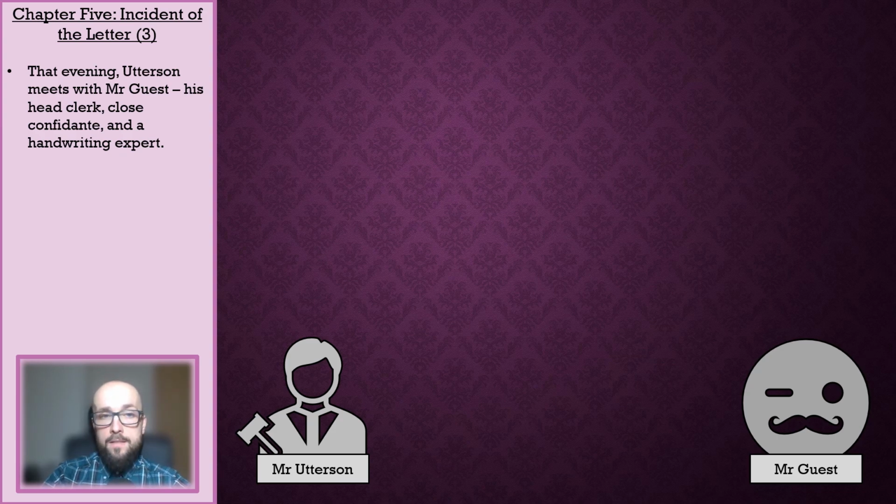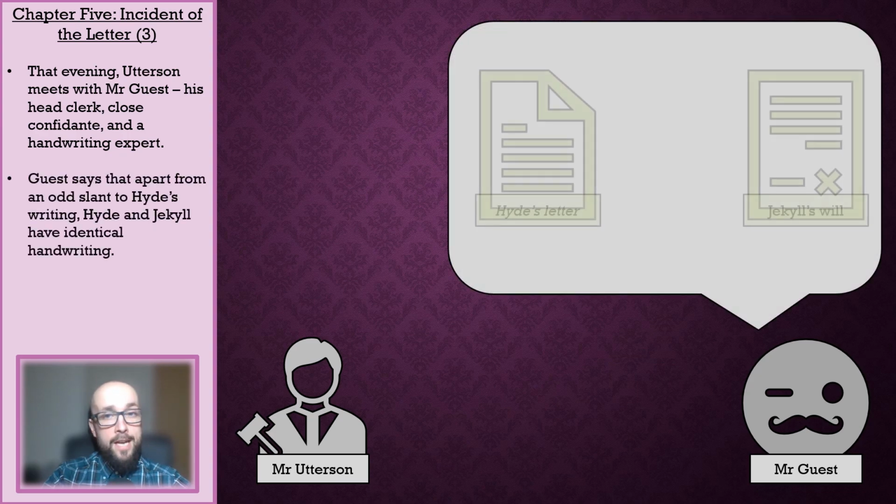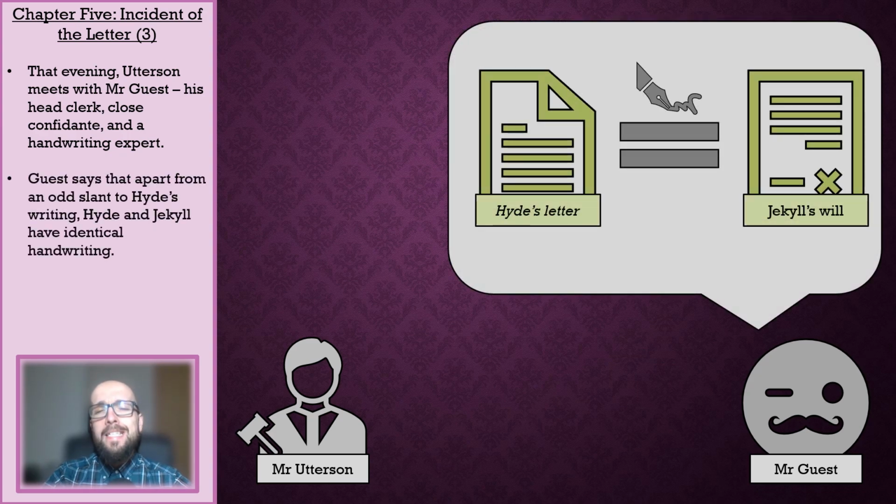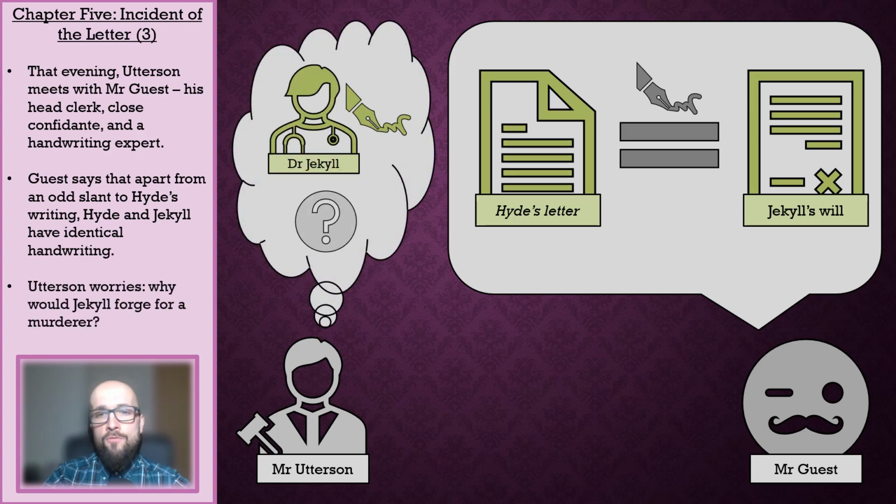Guest concludes that, apart from a very strange slant to Hyde's handwriting, Jekyll and Hyde, in fact, have identical handwriting. This brings Utterson to worry, for he believes that the identical handwriting means that Jekyll has forged the letter from Hyde. But why?